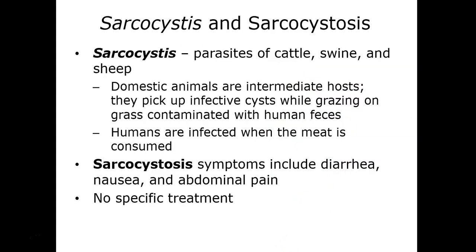I also want to talk about Sarcocystis and the disease known as sarcocystosis. And when we talk about Sarcocystis, one of the big things that I do want to get into is that these are parasites of cattle, swine, and sheep. So these domestic animals are the intermediate hosts, and they actually acquire the cysts while they feed. Humans are infected when they consume the meat. So when they consume the meat products, this is how they acquire the disease.